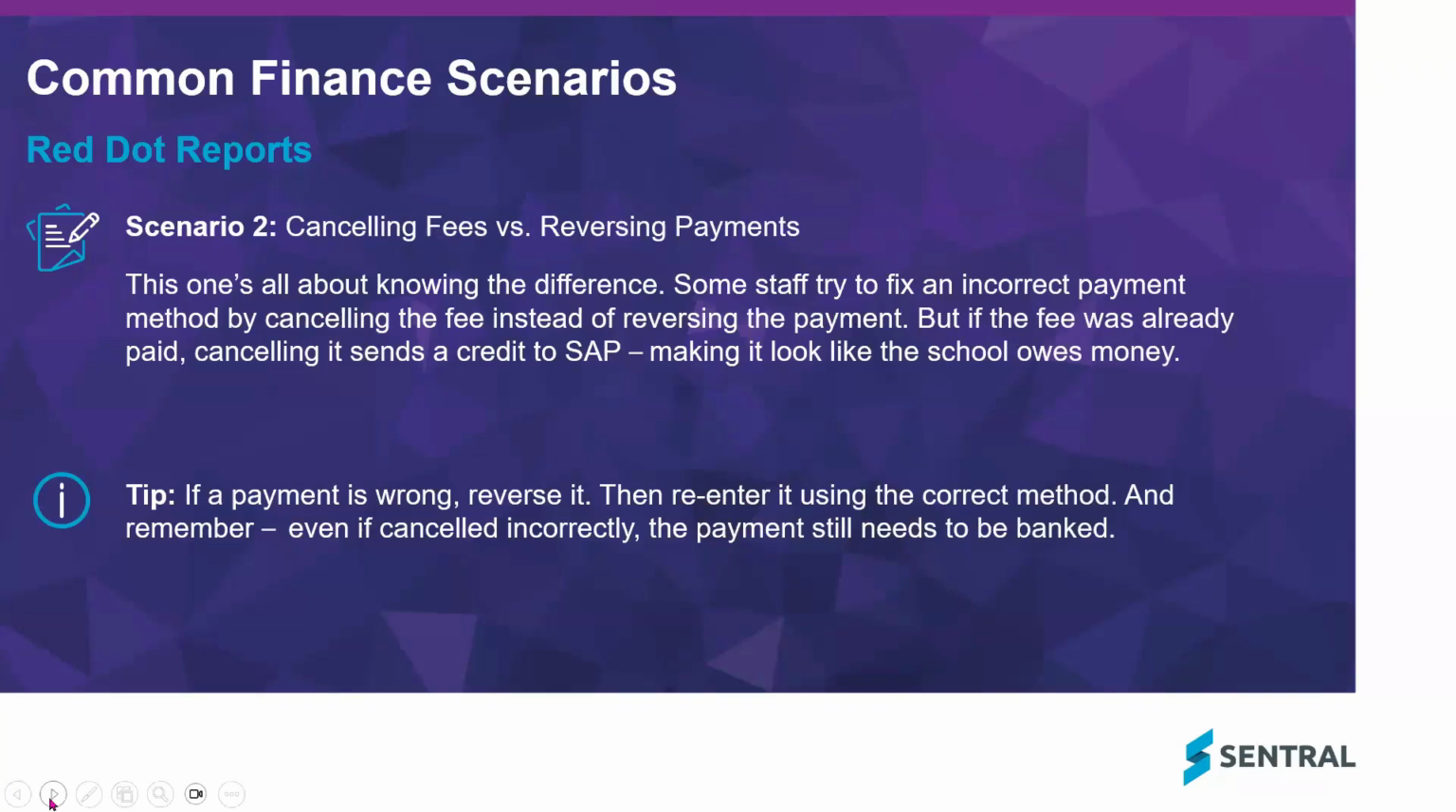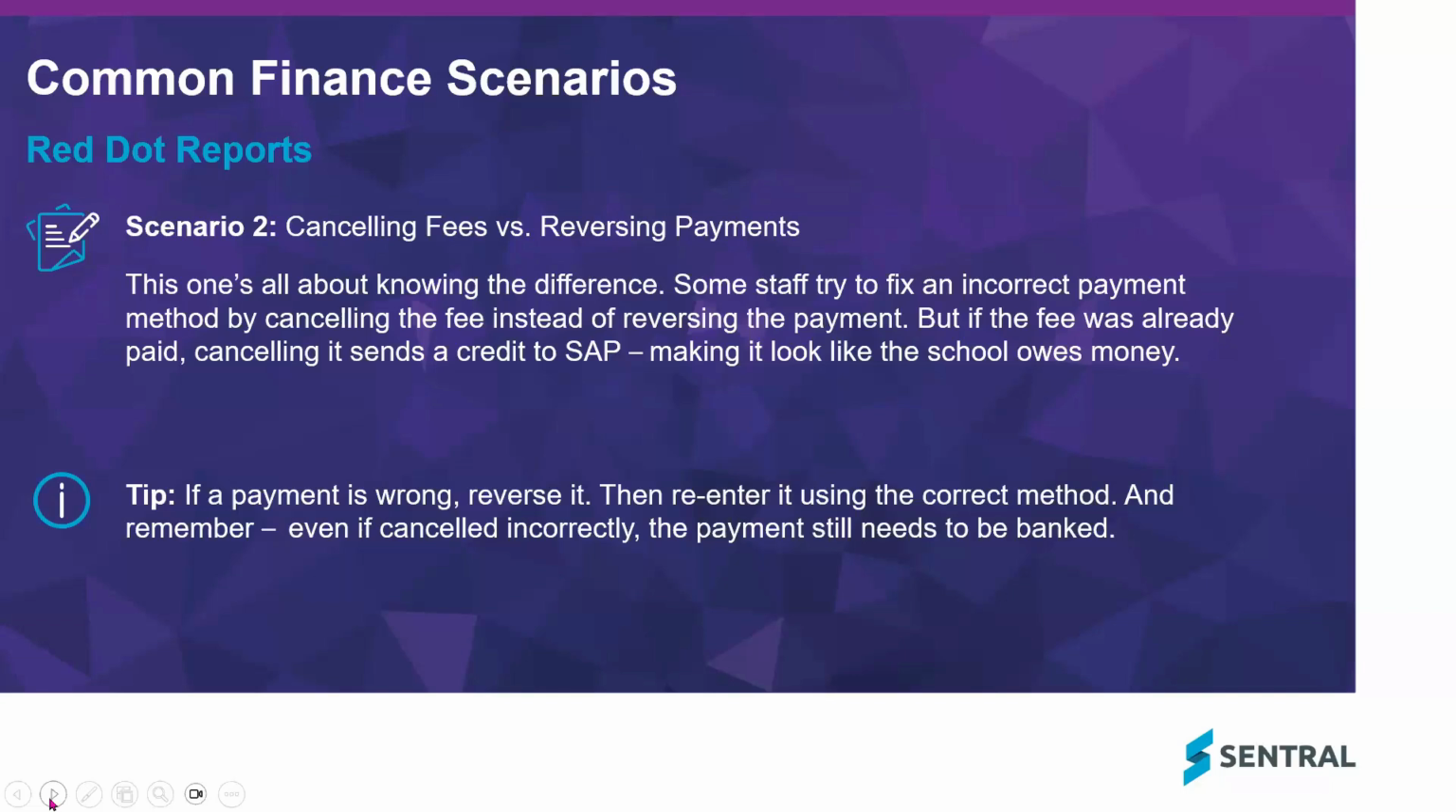So the second scenario that we often see in our support team is all about knowing the difference between cancelling a fee and reversing payments. Some staff try to fix an incorrect payment method by cancelling the fee instead of reversing the payment. But if the fee was already paid, cancelling creates a credit in SAP, making it look like the school owes money.